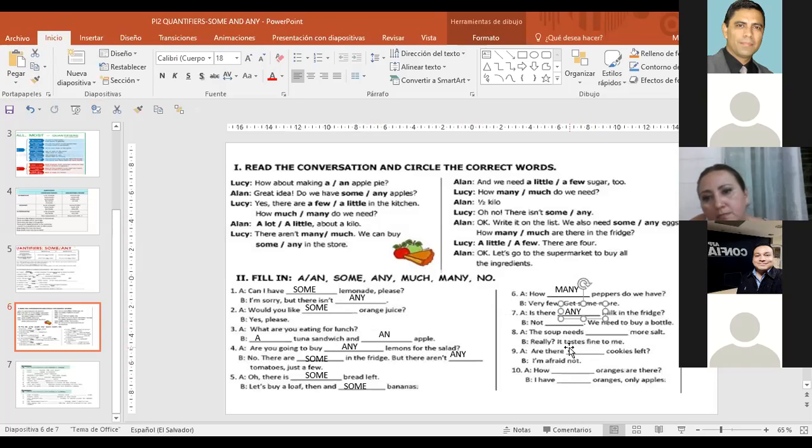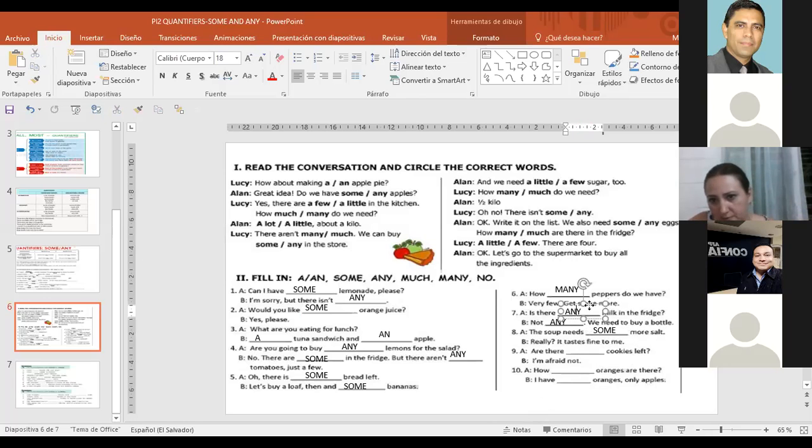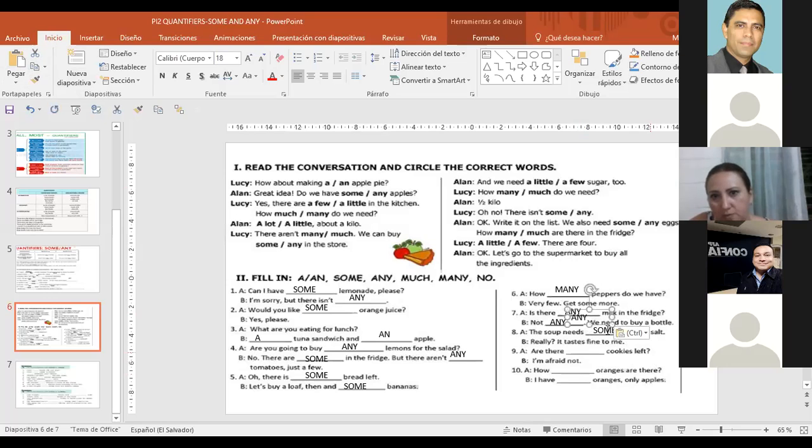Is there any milk in the fridge? No, not any. We need to buy a bottle. The soup needs some more salt. Yes, very good. Really? It tastes fine to me. Okay, that's it. Are there any cookies left? Any. Okay, very good. I'm afraid not.